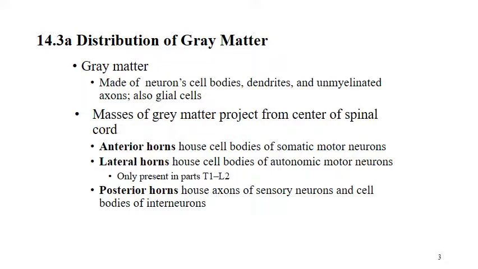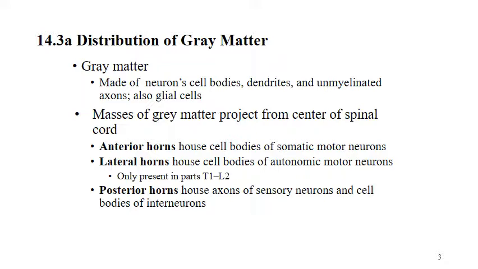So masses of gray matter project from the center of the spinal cord. So we have three different masses. We have the anterior horns that are going to have the cell bodies of somatic motor neurons. Those are the ones that are going to the skeletal muscle. The lateral horns are going to have the cell bodies of autonomic motor neurons. So you can remember those as the automatic motor neurons. So they're going to be innervating all of those structures that are our viscera, so our heart and our blood vessels and our kidneys and digestive system, and they are only present in the parts T1 through L2, so thoracic 1 and then lumbar 2.